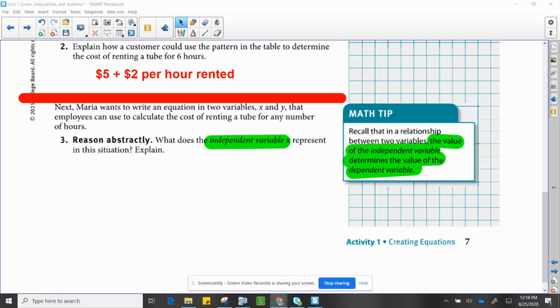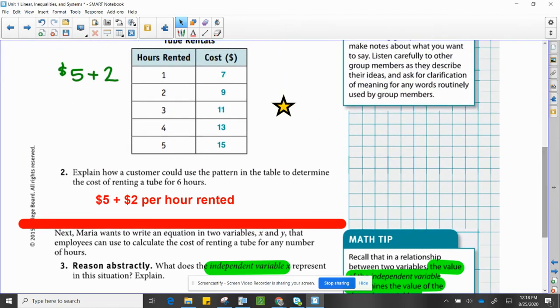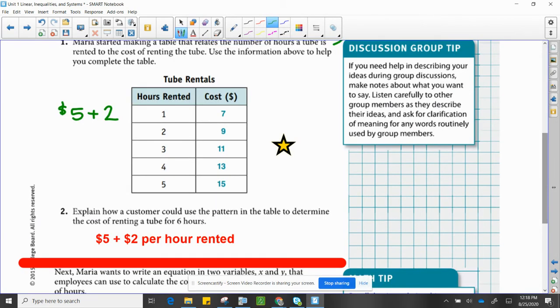So an independent variable determines the value of the dependent variable. Think of independent and dependent kind of like cause and effect. If I go back up to this table here, we have hours rented and costs. One of those is independent and one of those is dependent. The independent variable determines the value of the dependent. So in this case, I would consider the independent variable to be the hours rented.